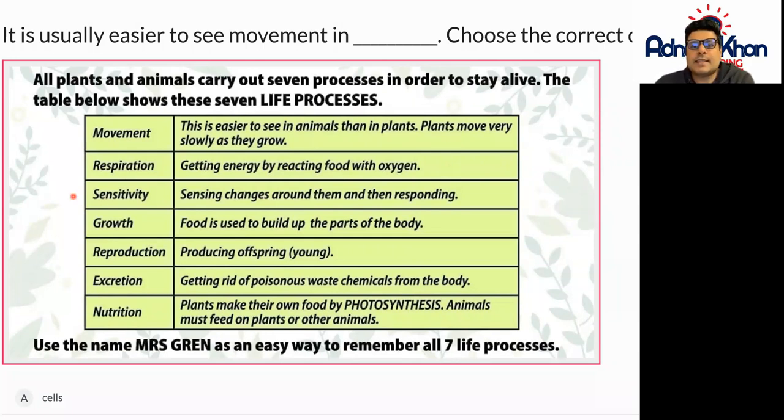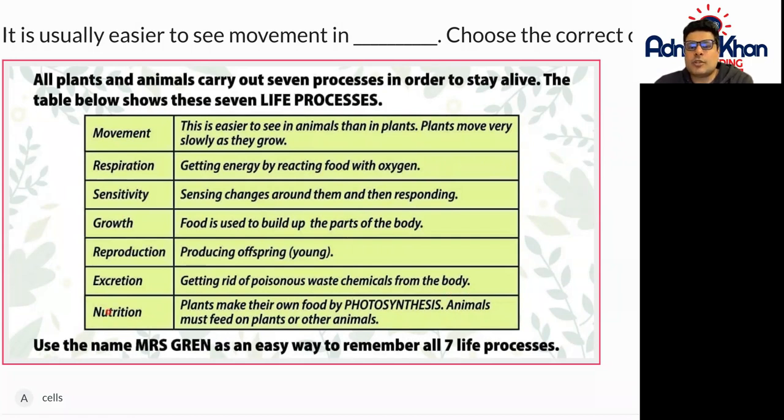Number 3 is sensitivity. So sensing changes around them and then responding. Number 4 is growth. So food is used to build up the parts of the body. Reproduction, producing offspring, in other words, young. Excretion, getting rid of poisonous waste chemicals from the body.